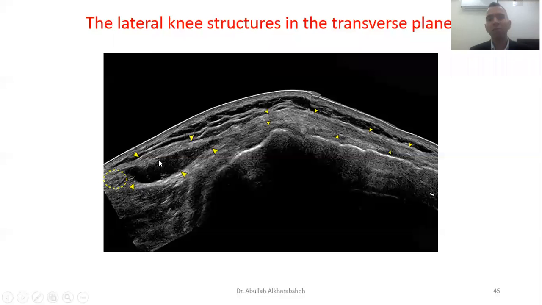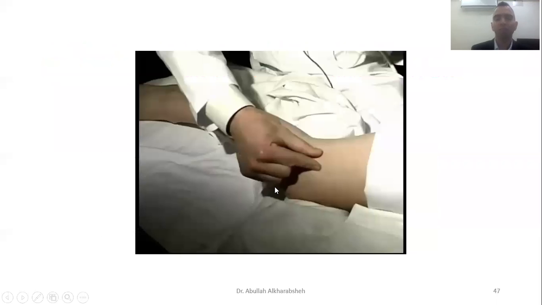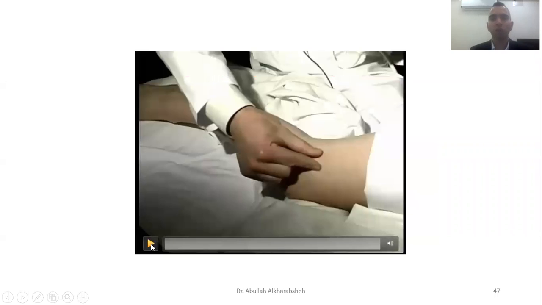Here I did a panoramic view of the lateral knee structures in the transverse plane. We see the whole structure, so this is an advantage of ultrasound over MRI and CT, as we cannot see a panoramic view there. This is the fibular collateral ligament in short axis, and this is the deep and superficial layer of the biceps tendon in short axis. And here I will show a video of how we do ultrasound scanning for the lateral knee joint.